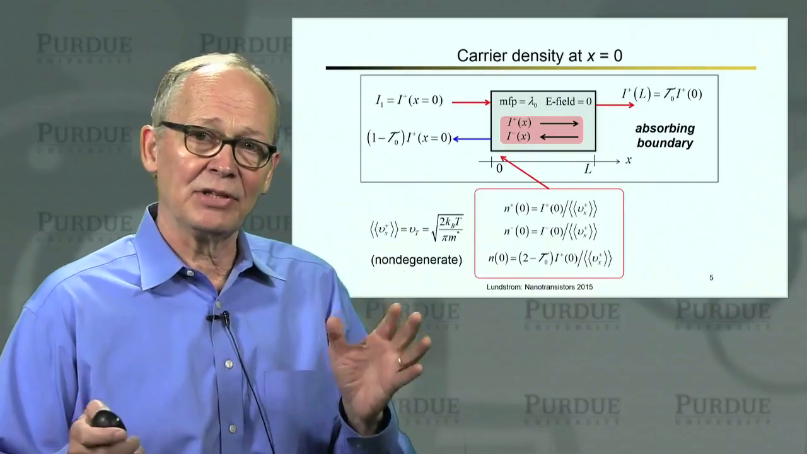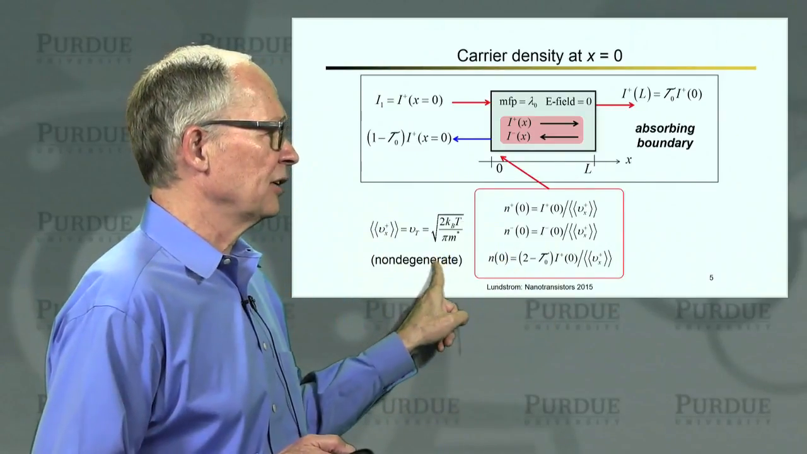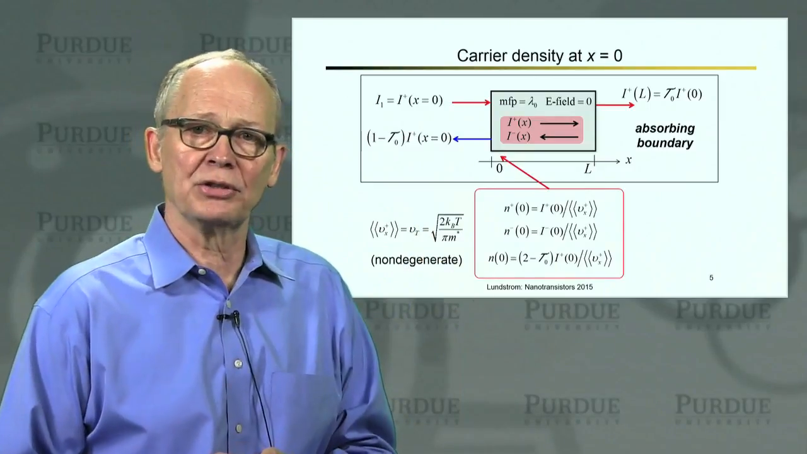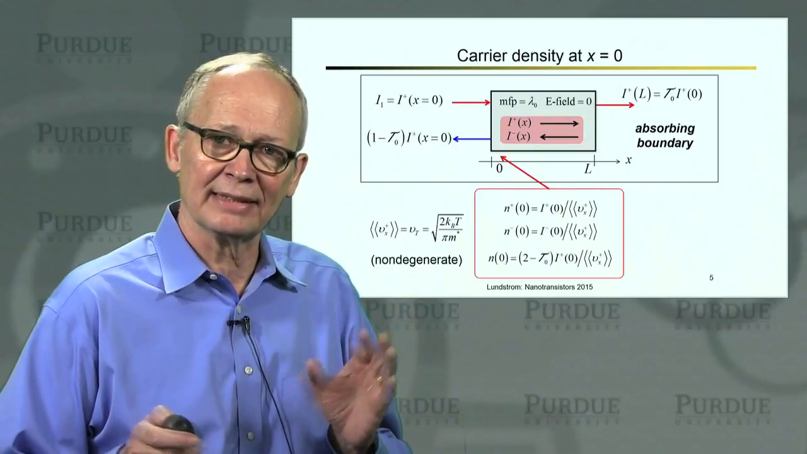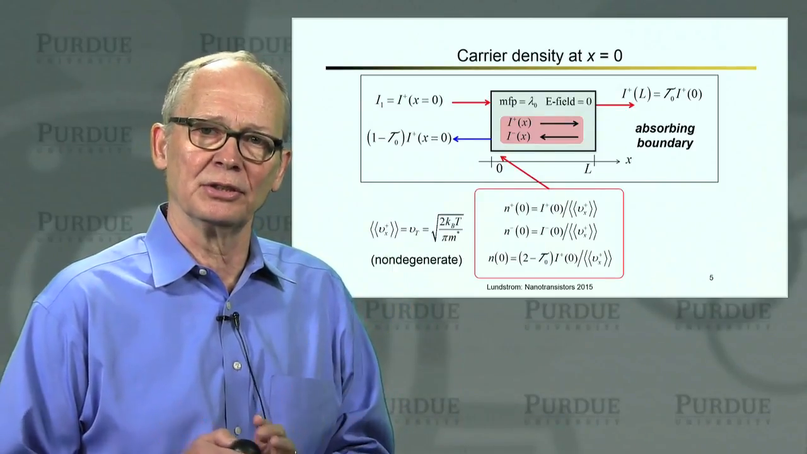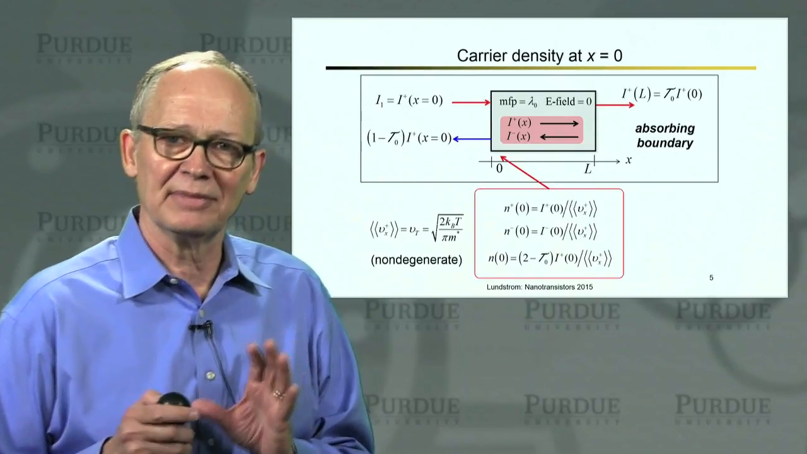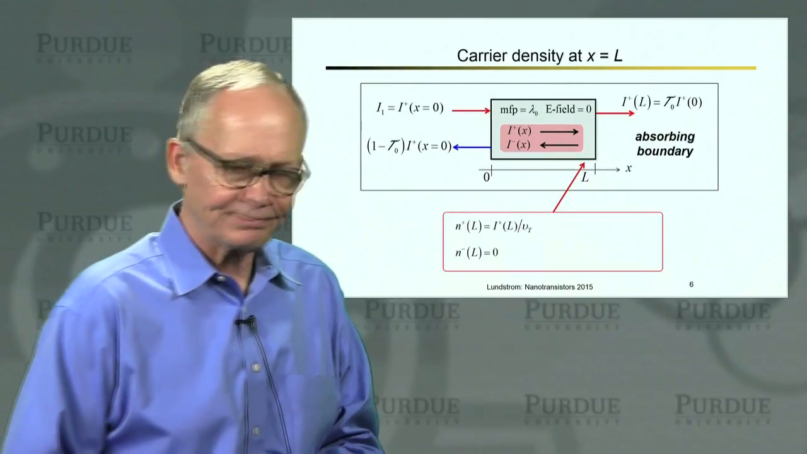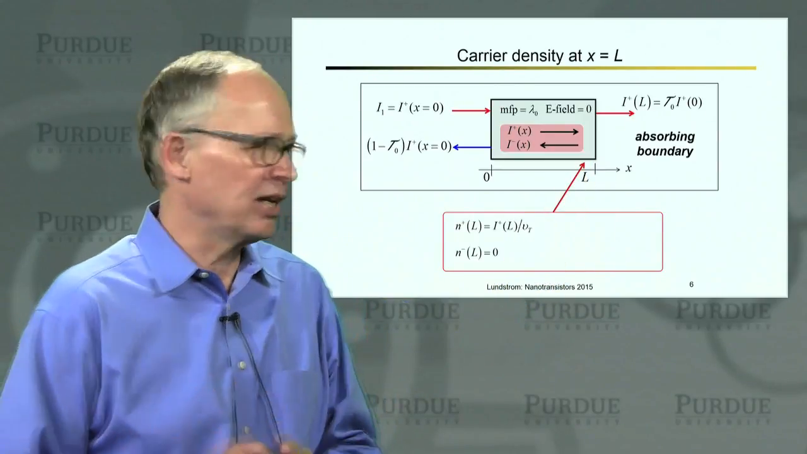Okay, now this average velocity in the x direction we've seen before. Under non-degenerate statistics, it's just the unidirectional thermal velocity, square root of 2kT over pi times effective mass. So from here on out, I'm just going to use the unidirectional thermal velocity and assume that we're talking about non-degenerate conditions. All right, let's do the same thing at x equals L at the other end of the channel.